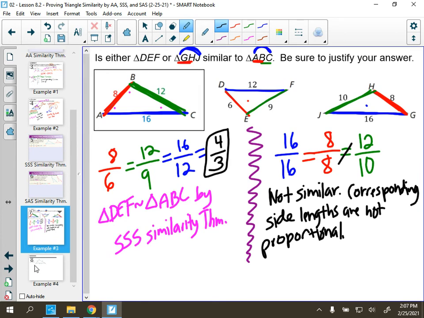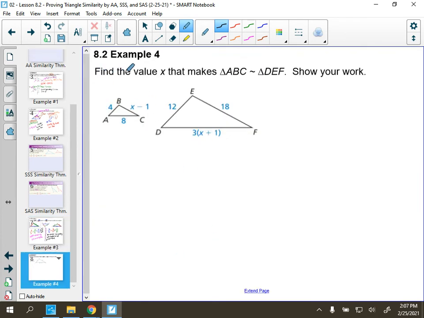All right, one more to go here. Find the value of x that makes ABC similar to DEF. Okay, so they look about the same shape, just one's shrunken down. There's different approaches here. I'm going to stick with the proportions. So let's take a look here. What needs to be true? Well, we just looked at it.